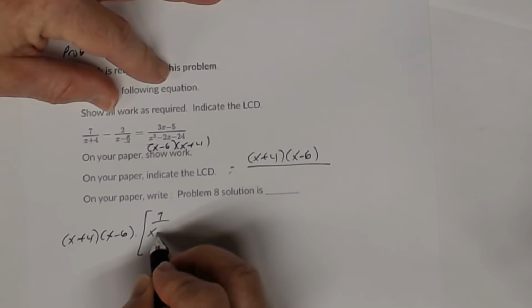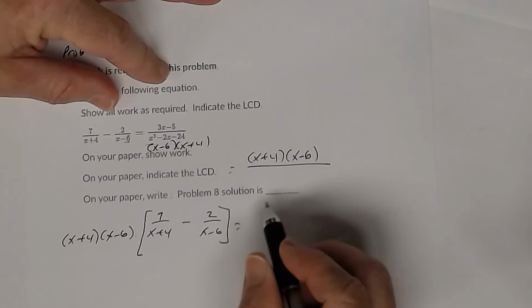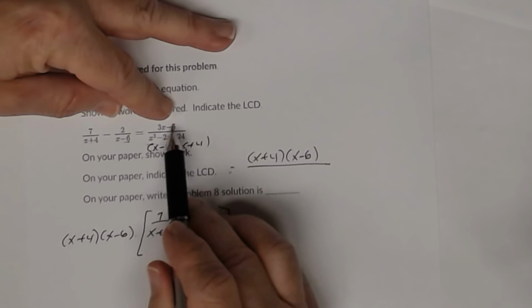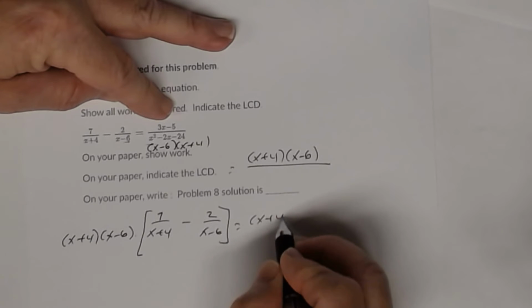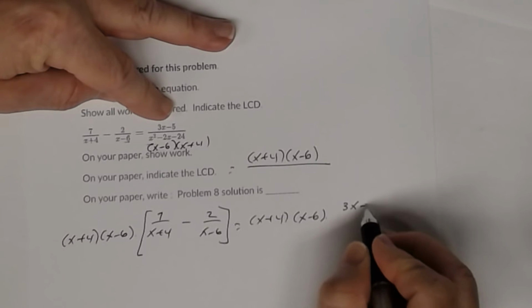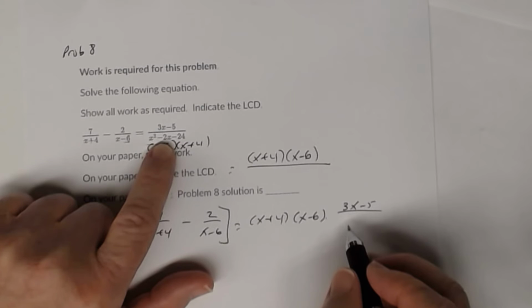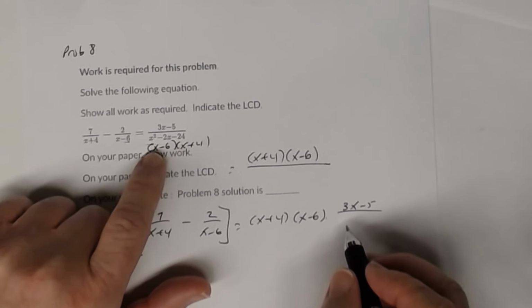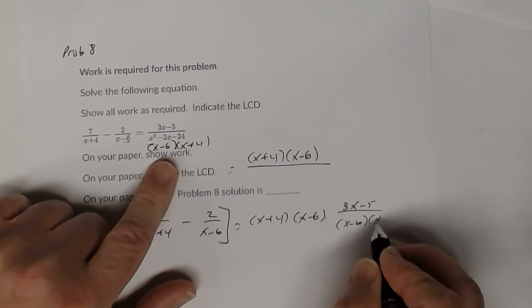So 7 divided by x plus 4 minus 2 divided by x minus 6 equal, and then the right-hand side times the least common denominator. So x plus 4 times x minus 6 times the right-hand side, which is 3x minus 5, divided by, and we're going to rewrite the x squared minus 2x minus 24 into those factored parts. So the x minus 6 times x plus 4.